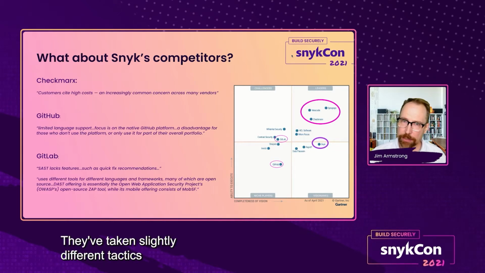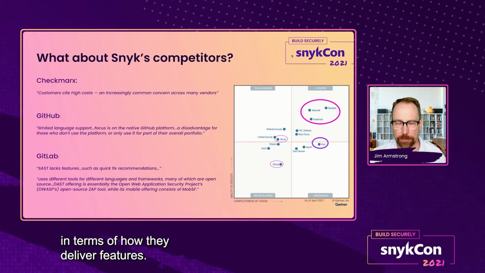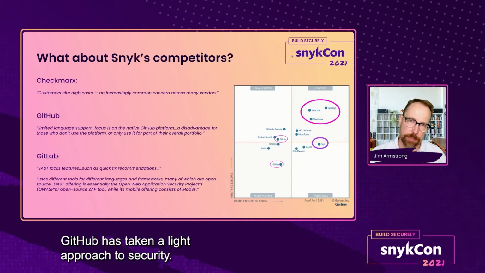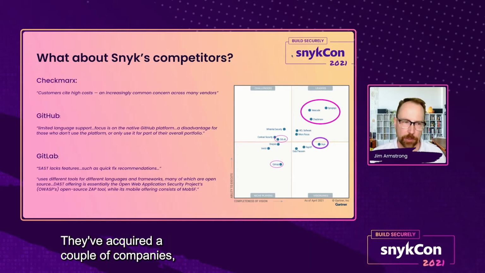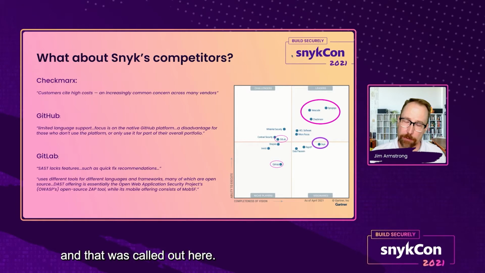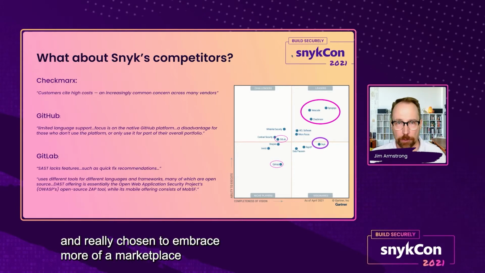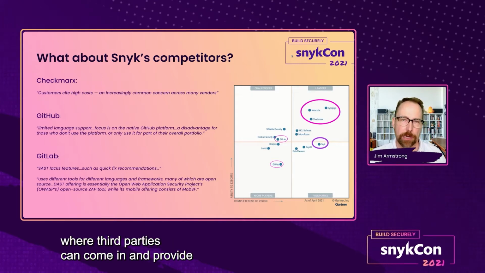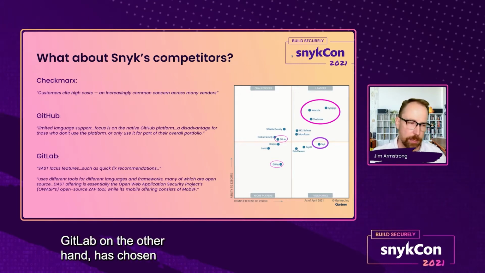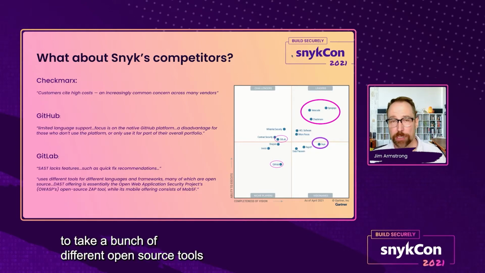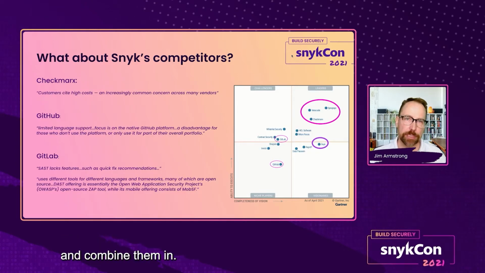They've taken slightly different tactics in terms of how they deliver features. GitHub has taken a light approach to security. They've acquired a couple of companies, and that was called out here. They're limited in what they offer and have really chosen to embrace more of a marketplace where third parties can come in and provide more of those tools. GitLab, on the other hand, has chosen to take a bunch of different open source tools and combine them in.